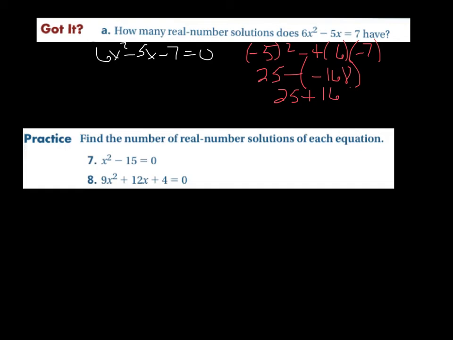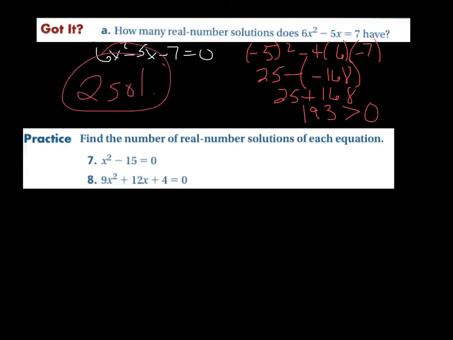So 25 plus 168 is going to be 193, which is greater than 0, which means that equation has two solutions. Now notice it doesn't tell me what the solutions are, it just tells me how many there are going to be. So go ahead and try problems 7 and 8 listed underneath the practice and see how many solutions each of those equations will have.